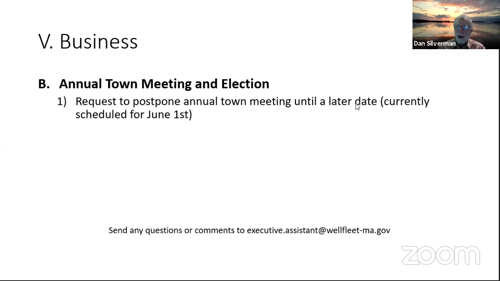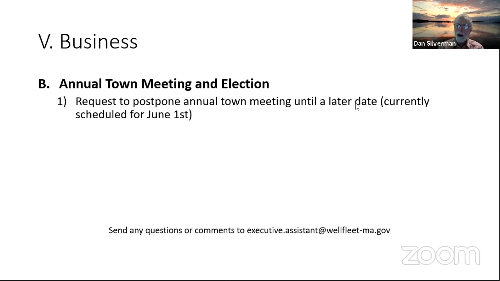With all due respect, a mail-in ballot at the moment is not a legal way of conducting town meeting. Now, I know Mr. Hort has asked our legislators to look into whether there's special legislation that might make that possible. At the moment, though, that's not an option for us.